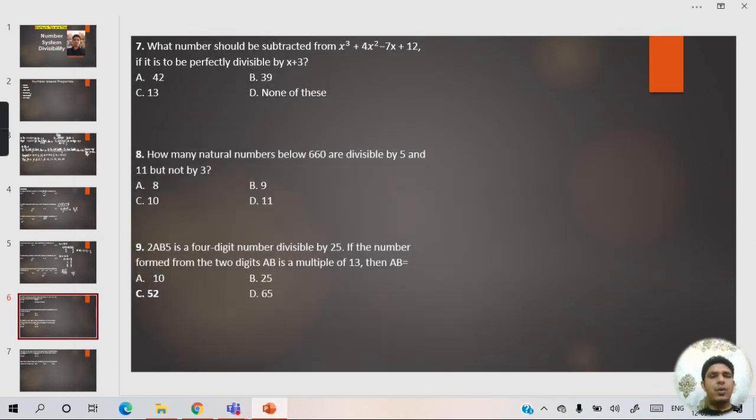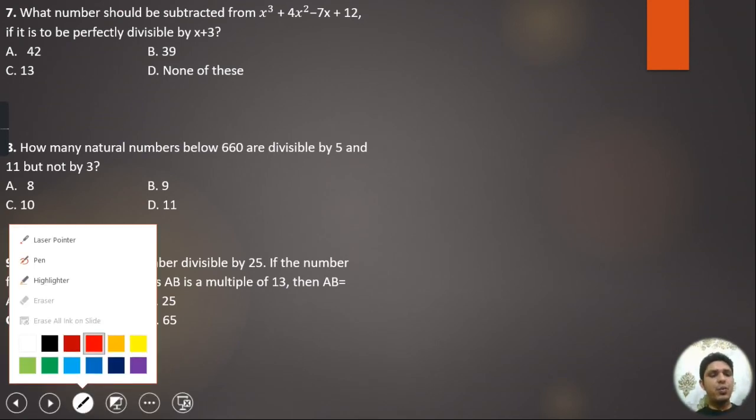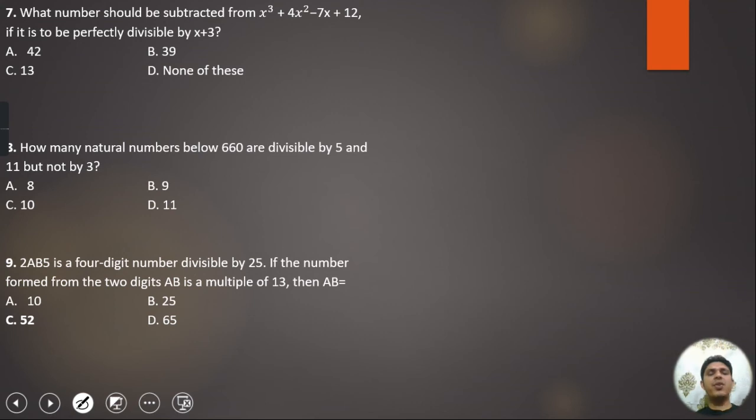Okay. So I was on question number 7. He is saying that what number should be subtracted from this if it is to be perfectly divisible by x plus 3. So can you think what should be the answer of this number? What number should be subtracted from this number if it is to be perfectly divisible by x plus 3?